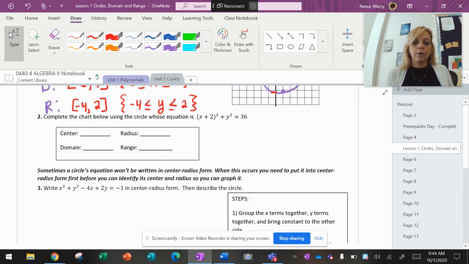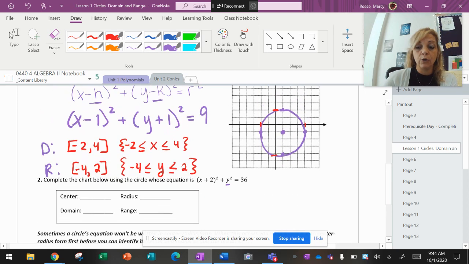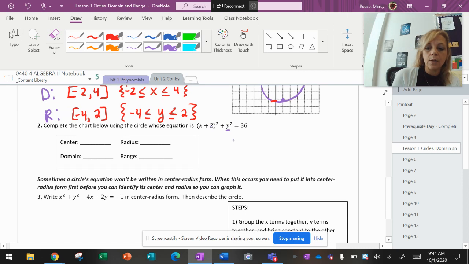Number 2, complete the chart below using the circle whose equation is given. Now, I didn't give you graph paper here. I want you to be able to come up with the domain and the range and the radius and the center without graphing. The center and the radius are not bad. Since I just have a y squared, you're making the assumption that the k value is 0. Your h and your k, remember, are opposites. So there's your h, -2, and the 0. Don't have a -0, just 0. So that is your center.